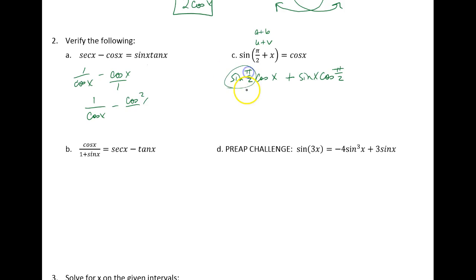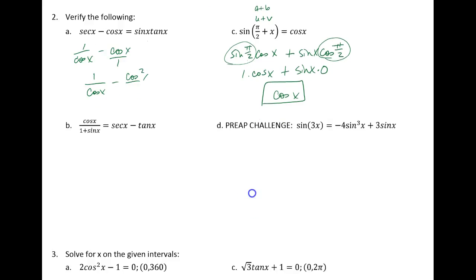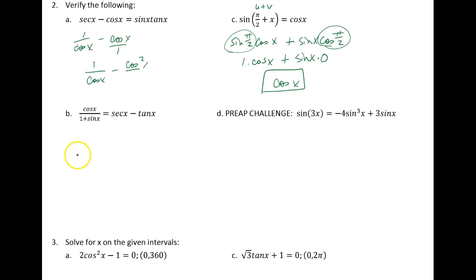The sine of pi over 2 is the y value at pi over 2, which is a 1. So I've got 1 times the cosine of x plus sine of x times, now what's the x value at pi over 2? Well, that's just a 0. So cosine x, it just reduces to that. Beautiful.